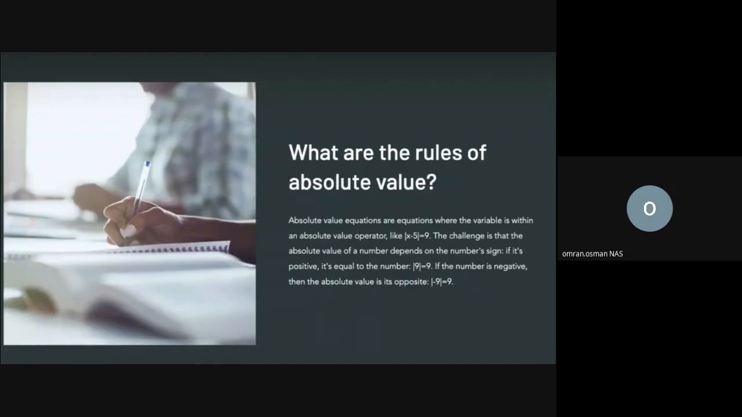What are the rules of absolute value? Absolute value equations are equations where the variable is within an absolute value operator, like absolute value x minus 5 equals 9. The challenge is that the absolute value of a number depends on the number's sign. If it's positive, it's equal to the number, absolute value 9 equals 9. If the number is negative, then the absolute value is its opposite, absolute value negative 9 equals 9.